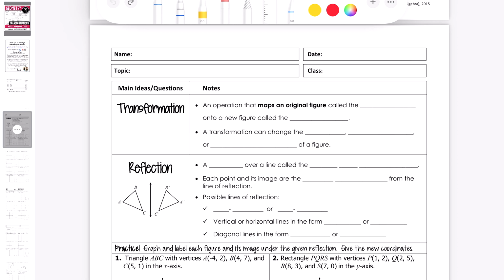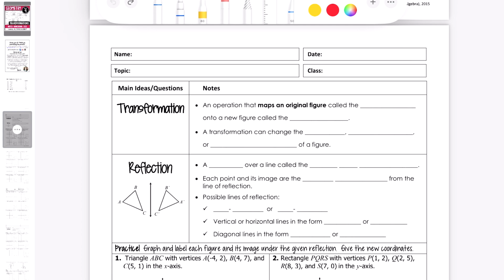I think it's a very good idea to keep kind of the rules for each type of transformation on a separate sheet of paper, so it's almost kind of like a little cheat sheet that you can go back to very easily instead of having to look through pages of notes to find those rules. All right, so let's go ahead and get started.